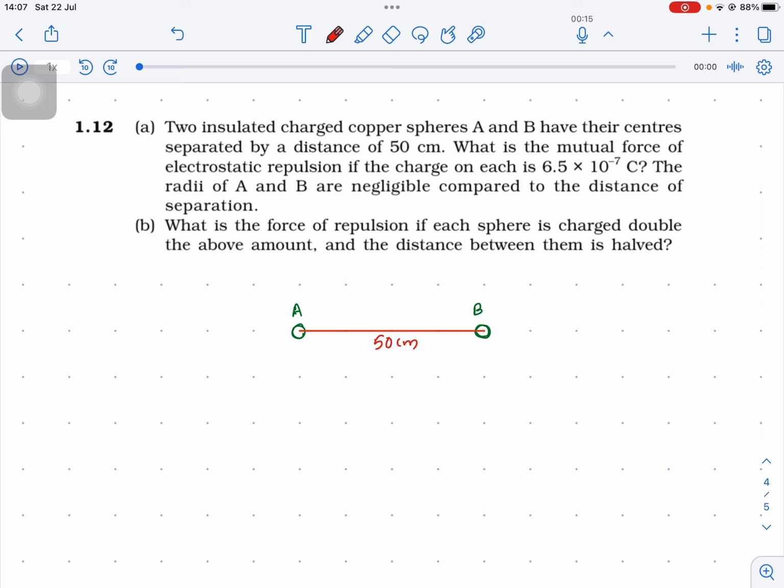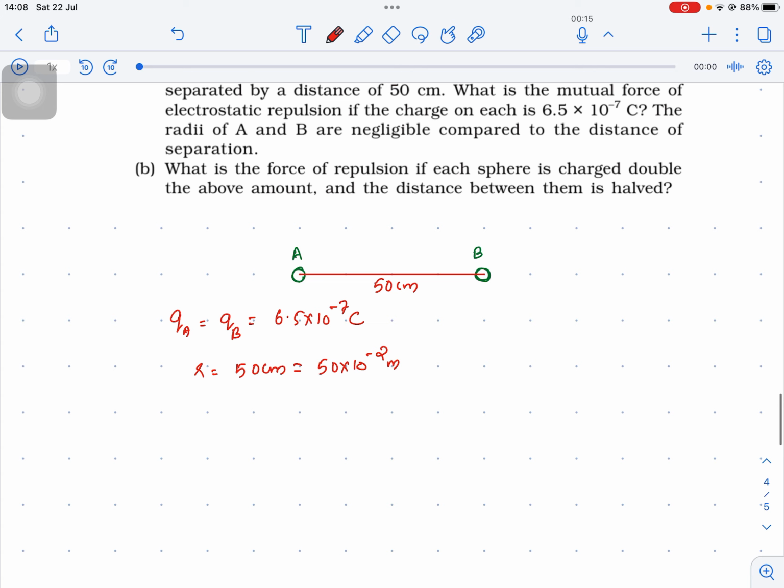What is the mutual force of electrostatic repulsion if the charge on each is 6.5 into 10 to the power minus 7 coulomb? That means the value of QA and QB both are same, 6.5 into 10 to the power minus 7 coulomb. The radii of A and B are negligible compared to the distance of separation. So there is no need to consider the radii of these two spheres A and B. The separation between the two charges is taken as 50 centimeters. So you have to convert that into meters. That is 50 into 10 to the power minus 2 meters.